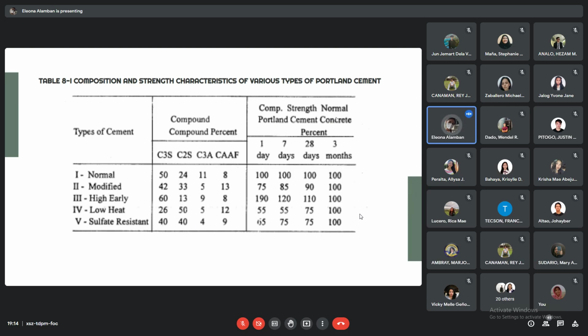Next, we have the compressive strength, normal Portland cement concrete percent. On curing, it is 1 day, 7 days, 28 days, and 3 months. So for normal, it is 100. Then in the modified types, it decreases and then increases again by the third month. In Type 3, since it is for early strength, its early strength is high, which is 190, then it decreases also by 3 months. And in Type 4 and Type 5, it increases, then decreases, then increases again by 3 months.